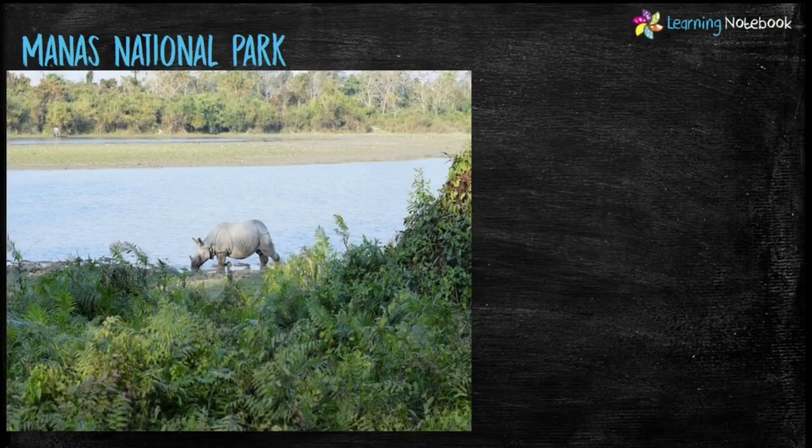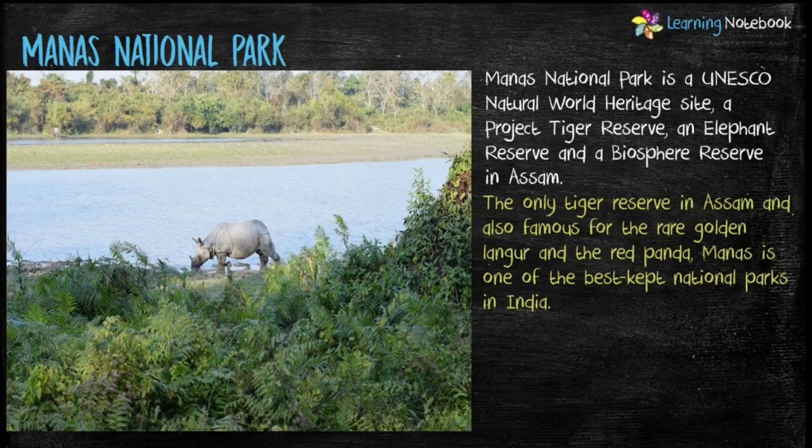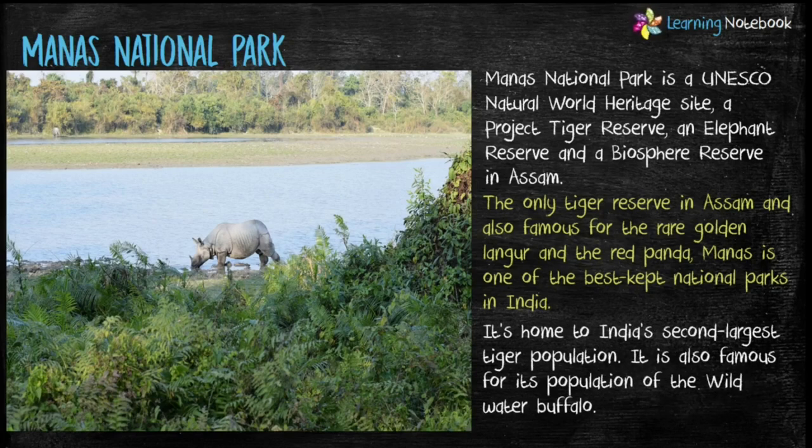Next heritage site is Manas National Park. Manas National Park is a UNESCO Natural World Heritage Site, a Project Tiger Reserve, an Elephant Reserve and a Biosphere Reserve in Assam. It is home to India's second largest tiger population.